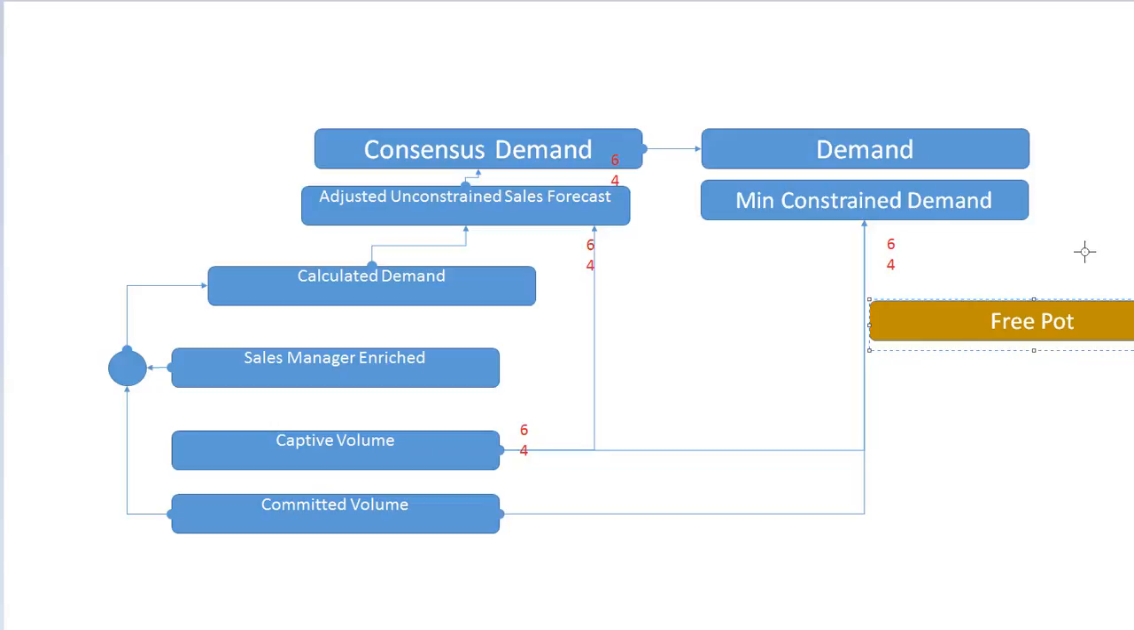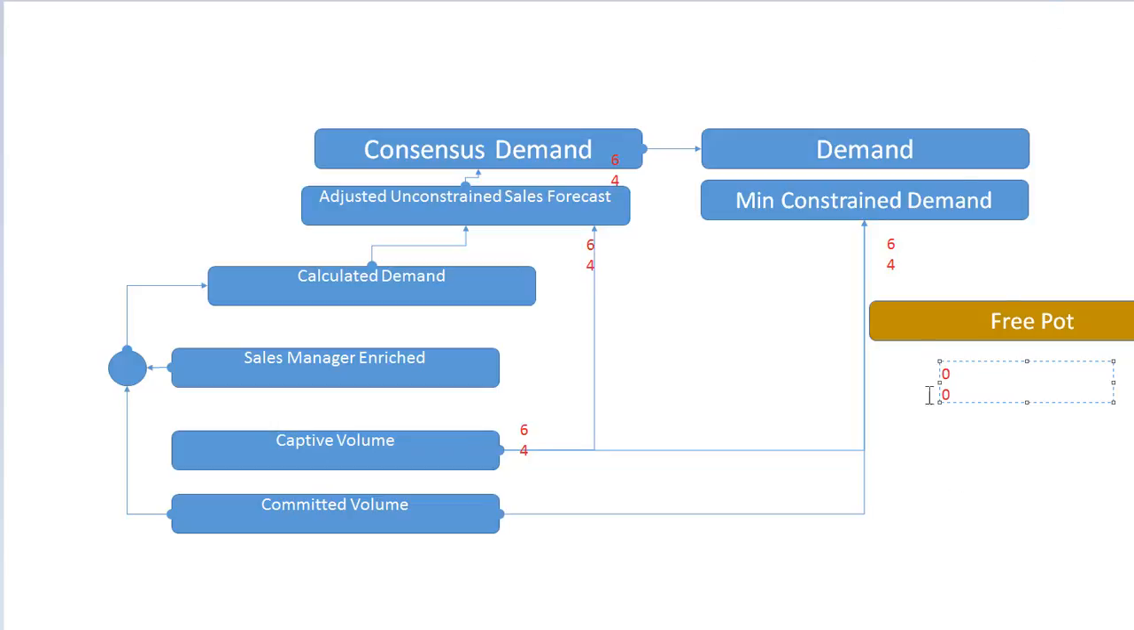For captive customer combinations, the free pot will always be 0 because the captive volume is driving the consensus demand. Then there is not going to be any difference that can be captured in the free pot. That's always going to be 0 and 0.